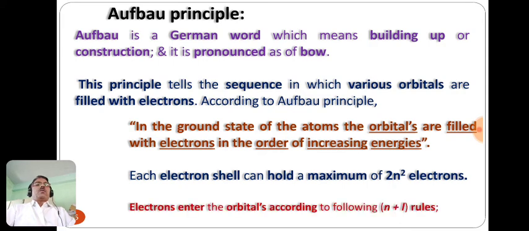And electrons enter the orbitals according to the rule which is known as the n plus L rule. It means the lower the value of n plus L, the sooner the electron enters it. So this is called the n plus L rule. These two rules are important to fill up the electrons in the orbitals. 2n square indicates the maximum electrons in the main energy level, and the electrons enter the orbitals by following the n plus L rule.